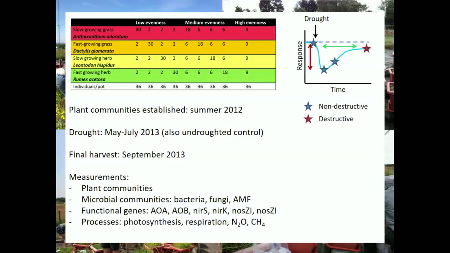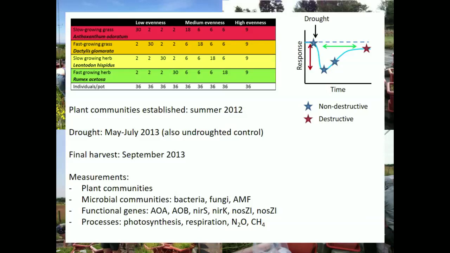And so these 4 species were all abundant in one of the low evenness treatments and also abundant in one of the medium evenness treatments. And they were planted in equal abundance in the high evenness treatment. And these treatments were replicated 4 times.